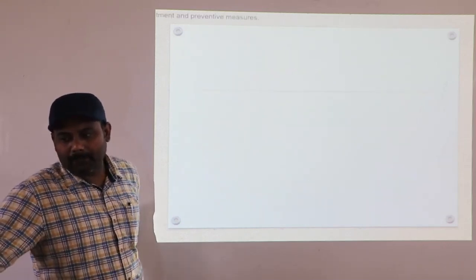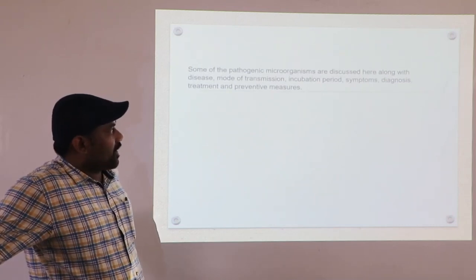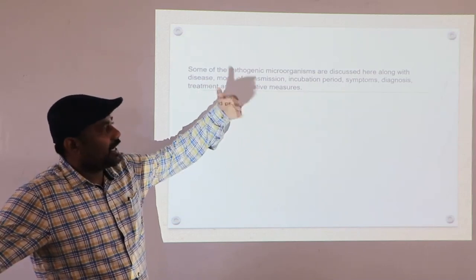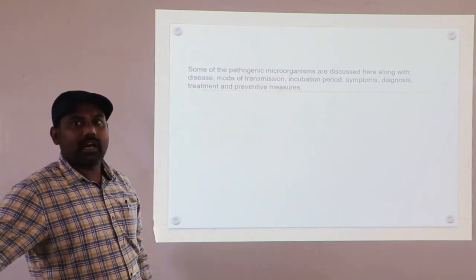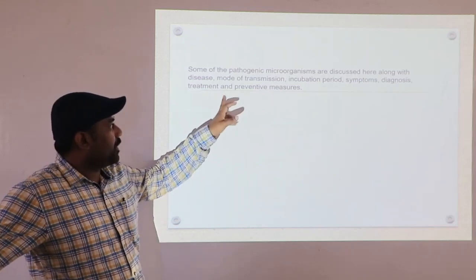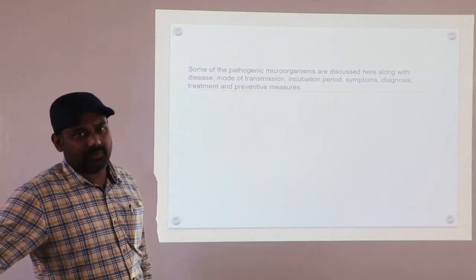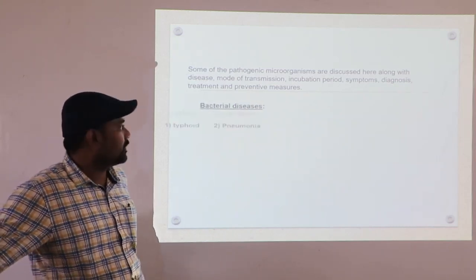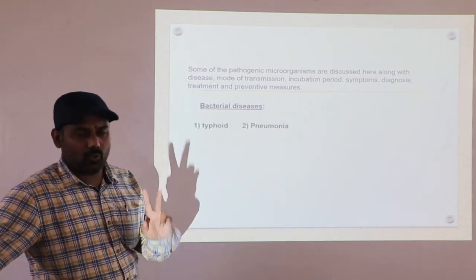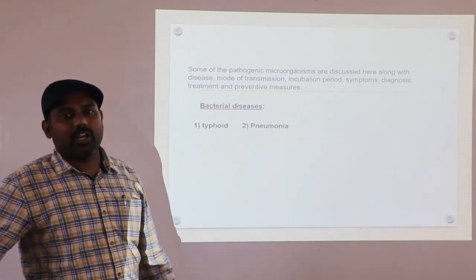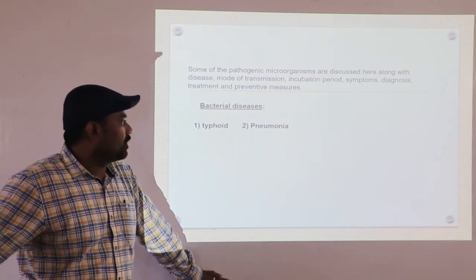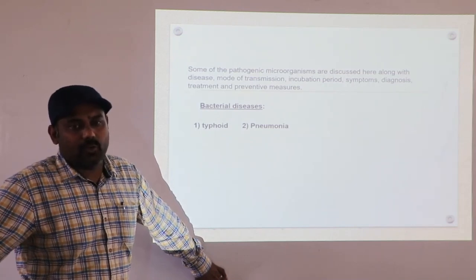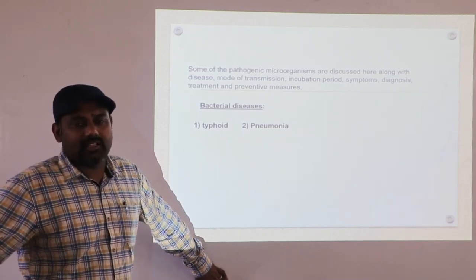Next, some pathogenic organisms are discussed here along with their disease, mode of transmission, incubation period, symptoms, how we are going to diagnose it, treatment, preventive measures, etc. Clear? So first, bacterial diseases. In your syllabus they have given two. One is typhoid, the second one is pneumonia. Clear? These two diseases we'll discuss in the next class. I hope you understand today's class. Clear? Thank you very much.